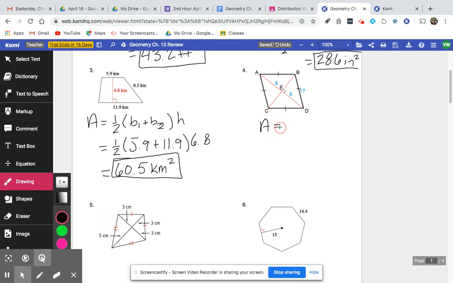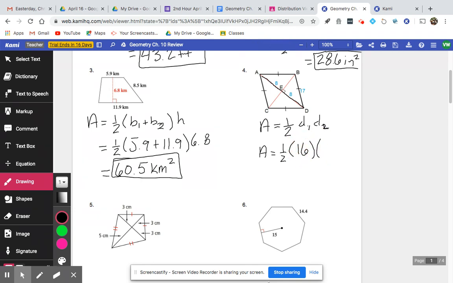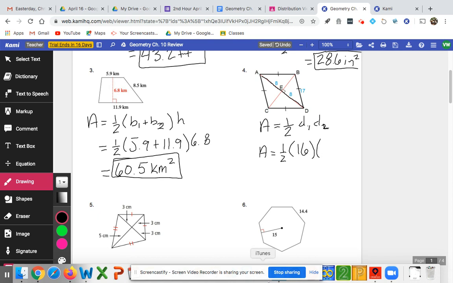So the area is 1/2 times the first diagonal times the second diagonal. This thing does not want to write 2's very well for me. There we go. So, we know one diagonal. It's this one specifically. So area equals 1/2. Add up the 8 and the 8. Our first diagonal is 16. We don't know the second diagonal. We can find it, though.